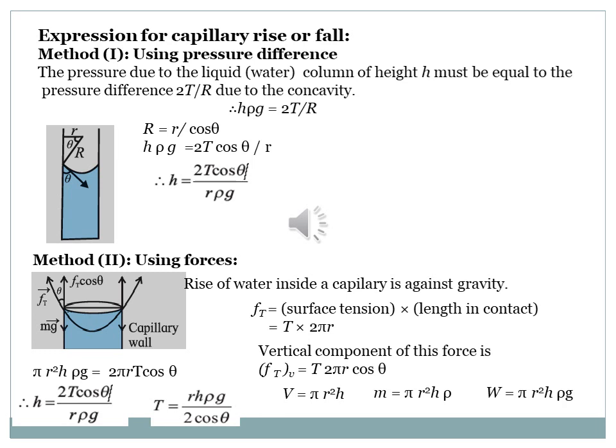And according to the definition of pressure, what is that? It is H rho G. So both are the pressures. First is 2T by R and second is H rho G. So we have to equate both the equations. So you are getting H rho G is equal to 2T by R.